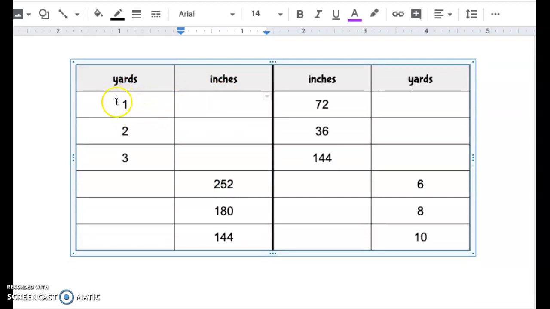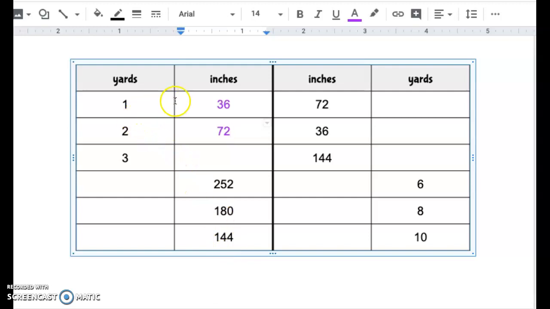So I'm picturing if I have 1 yardstick, I know there's 36 inches in that yardstick. If I have 2 yardsticks, I have to do 36 plus another 36, or 36 times 2, which is 72. This one you'll do on your own. You will have to figure out 3 times 36 is how many inches altogether. Check out these numbers. Now I have the inches.